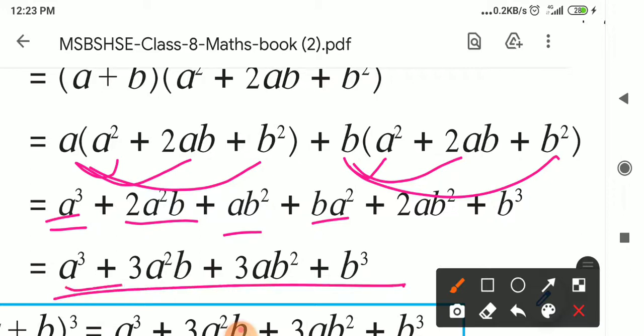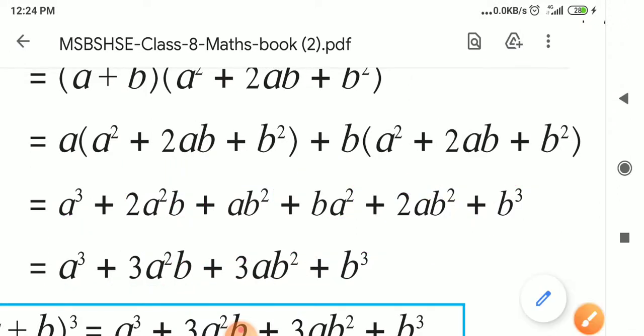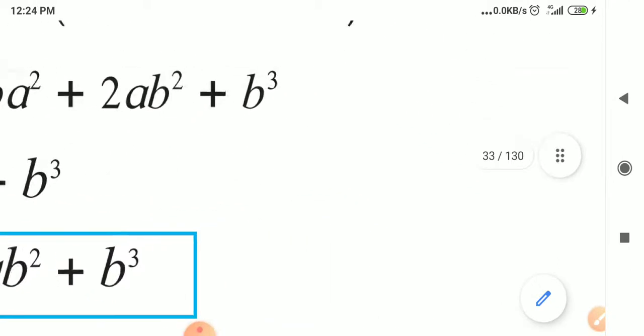So a cube stays as it is, b cube stays as it is. a square b plus 2a square b, these two's addition is 3a square b. ab square plus 2ab square, these two's addition is 3ab square. So it is the expansion formula: (a + b) cube is equal to a cube plus 3a square b plus 3ab square plus b cube.